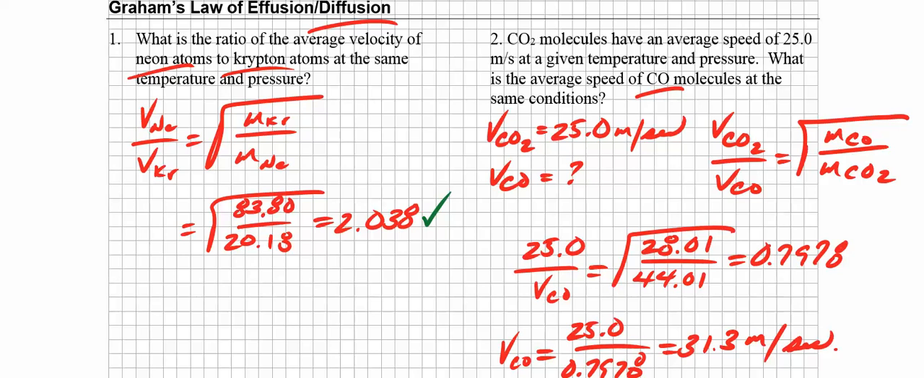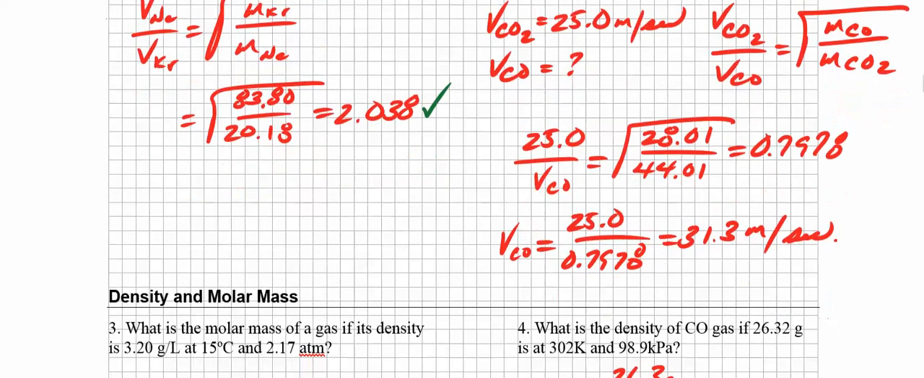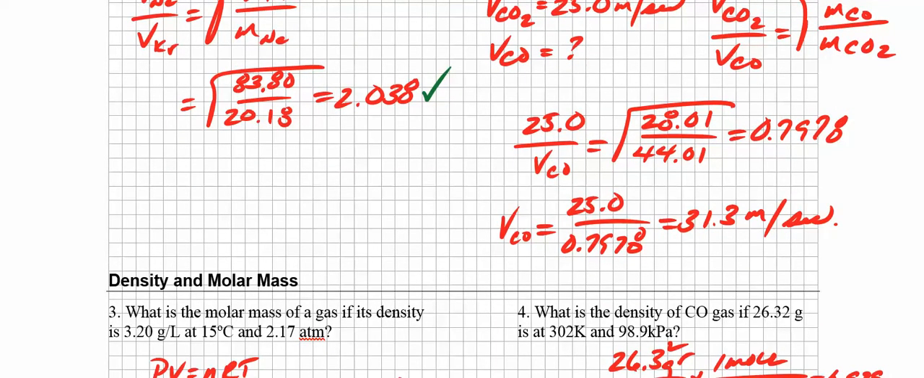So now let's plug things in. We've got 25 divided by the velocity of carbon monoxide is equal to, let's look up those molecular weights. For carbon monoxide, it's 28.01. But for carbon dioxide, it's 44.08. We'll take the square root of that quotient, and we get this, 0.7978.